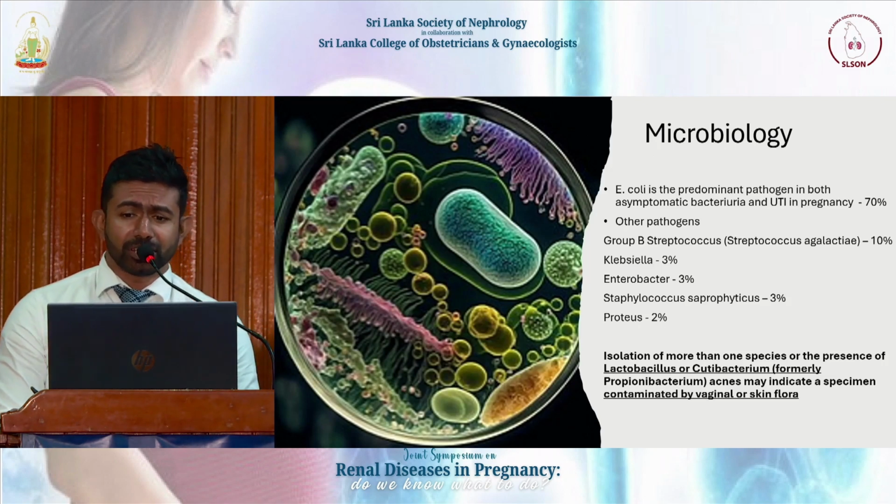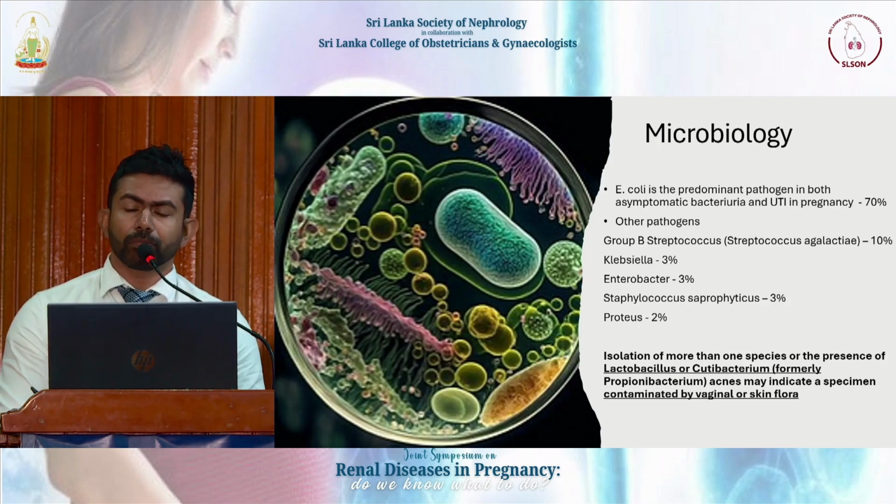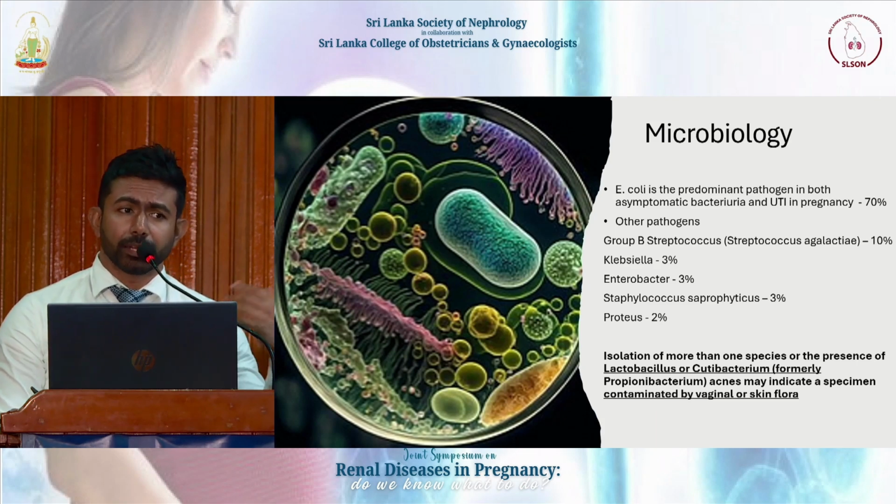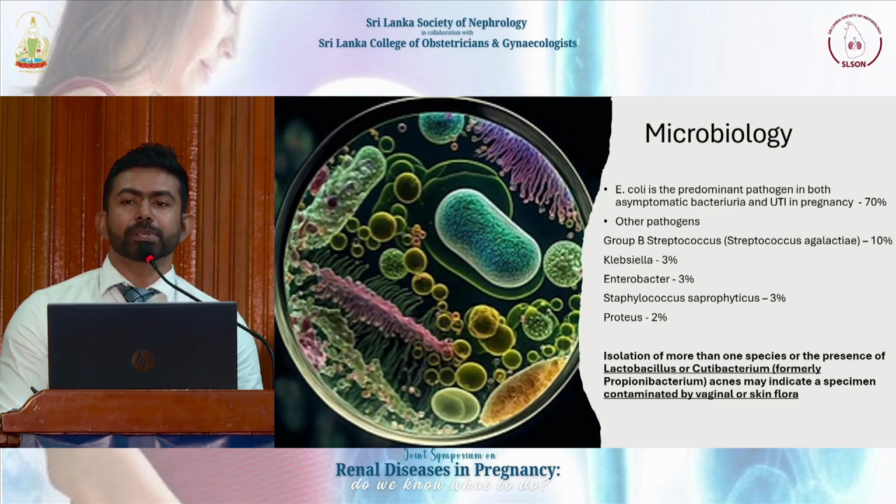Escherichia coli is the commonest bacterium, as we all know. It is the commonest bacterium which causes UTI in adulthood as well. It is the commonest cause. About 70% of both asymptomatic bacteriuria as well as urinary tract infection is due to E. coli.